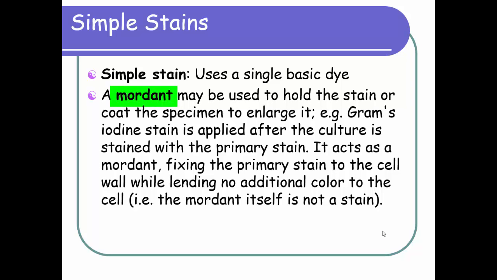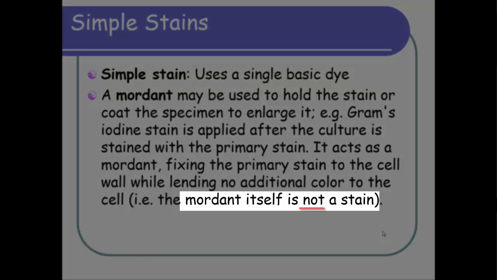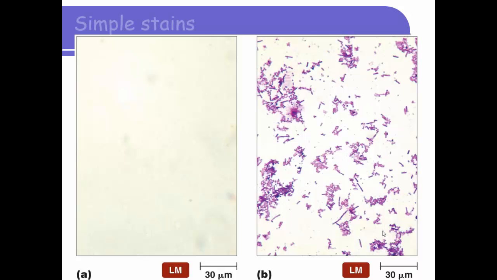A mordant may be used to help hold the stain or coat the specimen to enlarge it. For example, the Gram's iodine is applied after the culture is stained with the primary stain, crystal violet. The iodine acts as a mordant, fixing the primary stain to the cell wall while lending no additional color to the cell. In other words, a mordant itself does not add color, so therefore it is not a stain itself. It simply helps to enhance the staining technique that we're using.